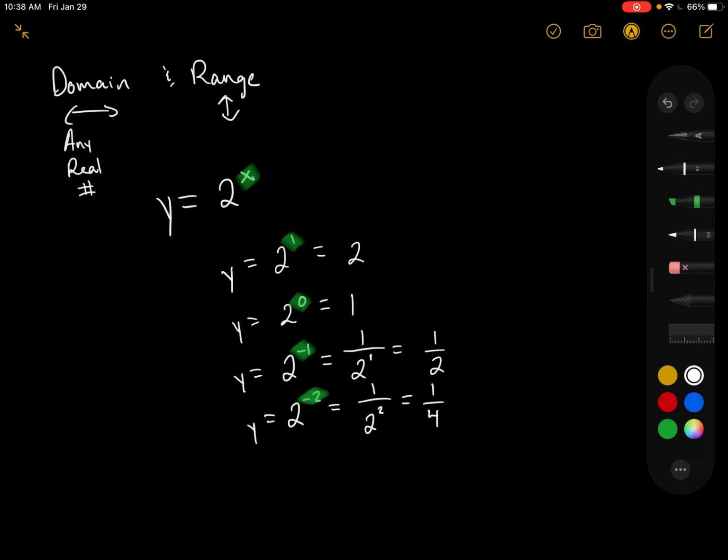But maybe you notice something here with our pattern. And let's see if we put this on a graph. So when x equals 0, we had a y value of 1. When x equals 1, we had a value of 2. When x equals -1, we were at 1/2, then we went to 1/4. And it looks like we're approaching the x-axis here.